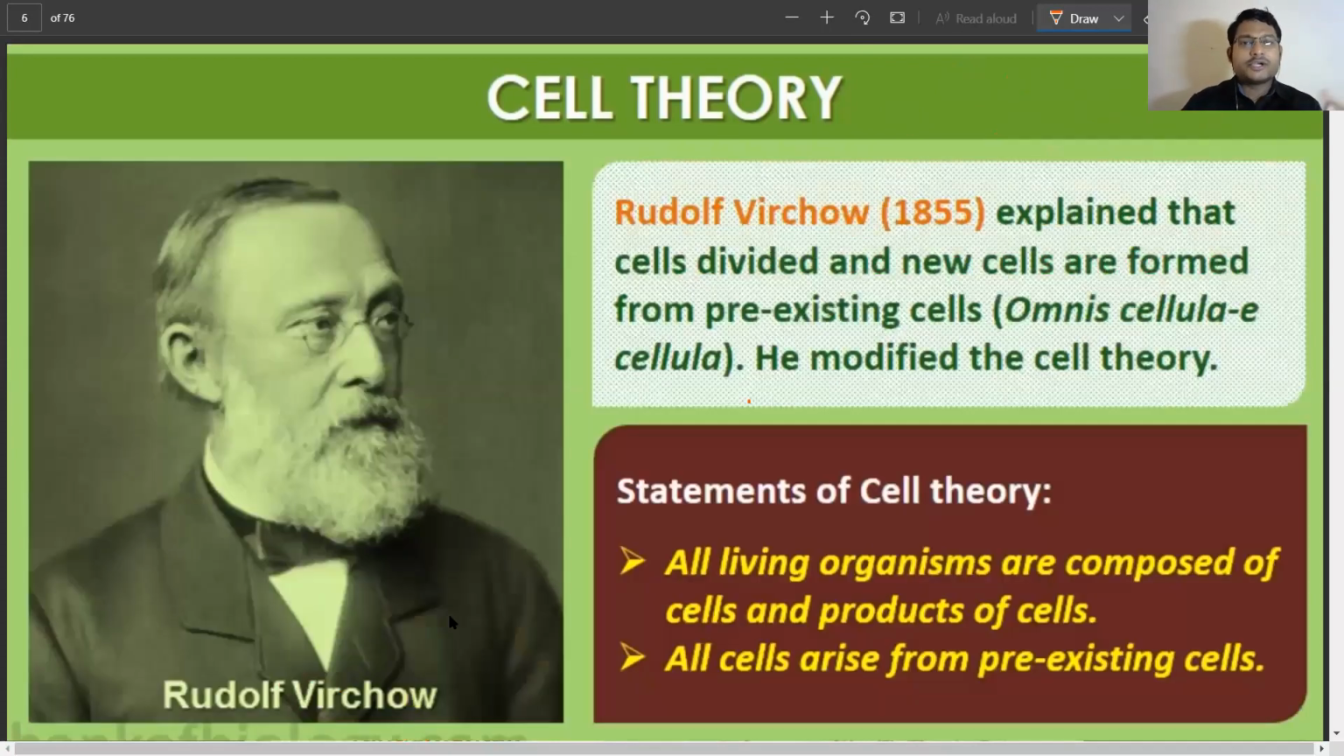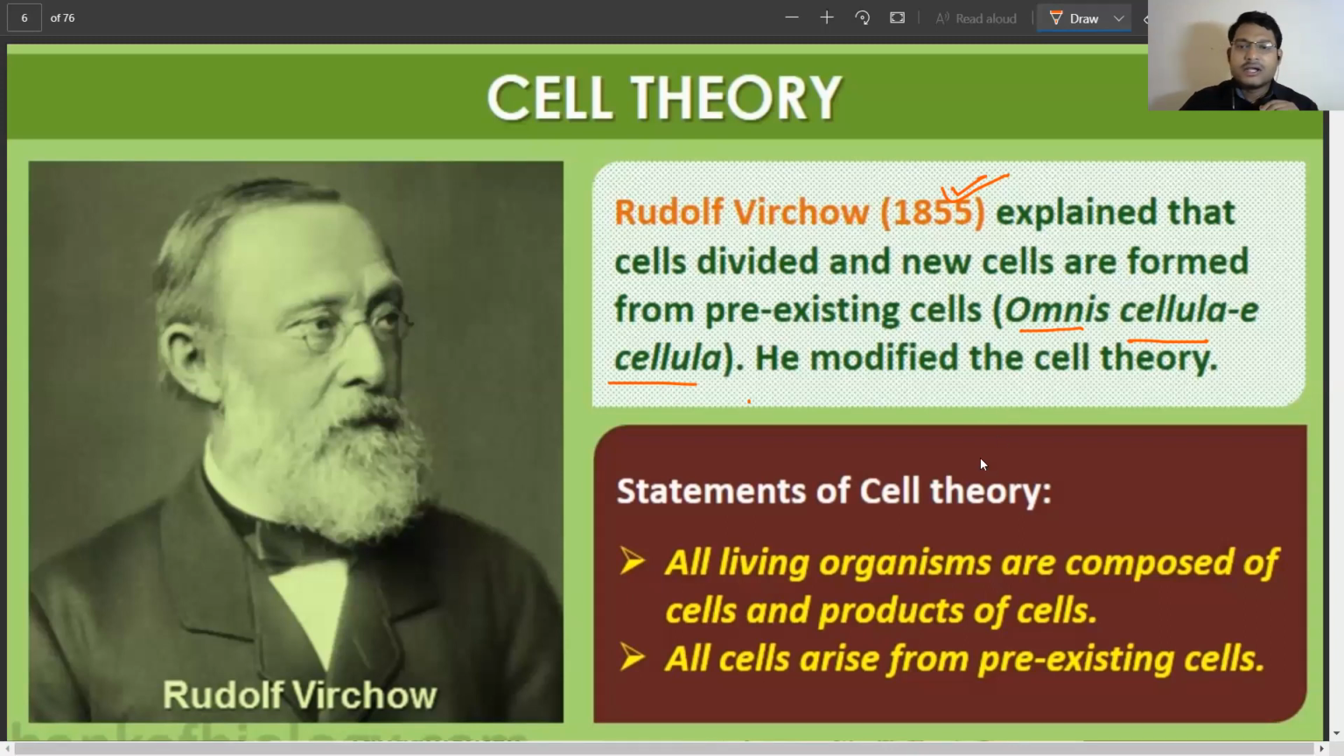Now, Rudolf Virchow, another scientist, in the year 1855 explained the concept on the origin of new cells. What he said is that new cells form as a result of pre-existing cells. That is omnis cellula e cellula, that is, new cells are derived from pre-existing cells. And he modified the cell theory, and the cell theory today stands with two statements.